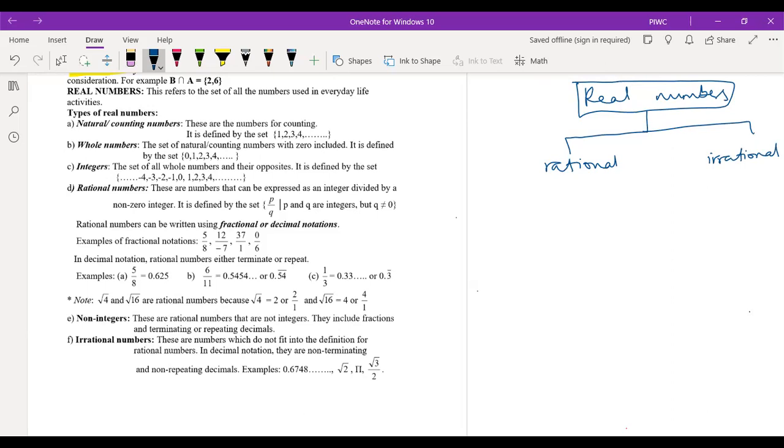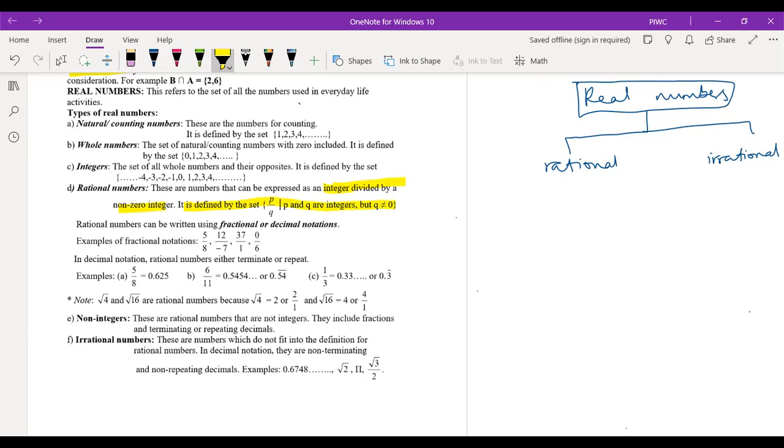So let's begin by defining the rational numbers. Rational numbers are numbers that can be expressed as an integer divided by a non-zero integer. So it's defined by the set P over Q such that P and Q are integers, but Q cannot be equal to 0.